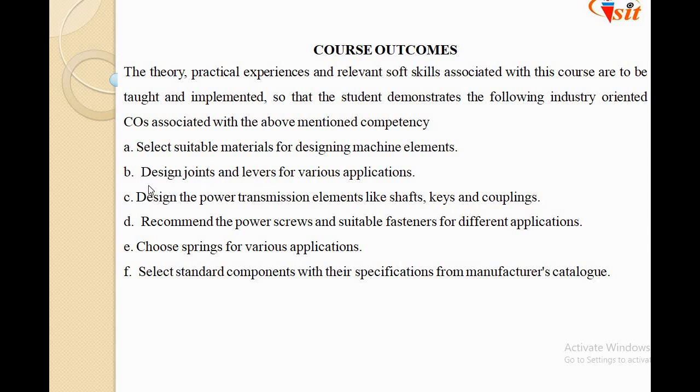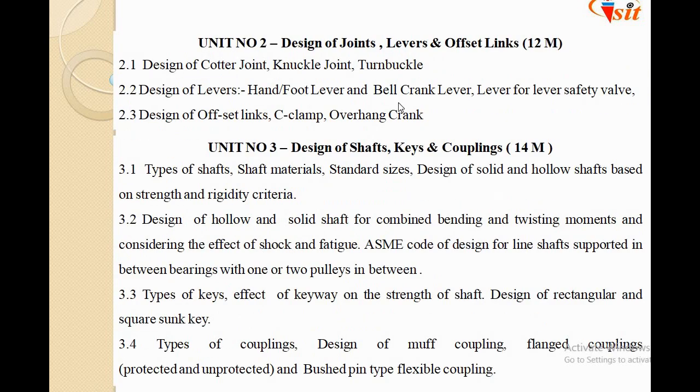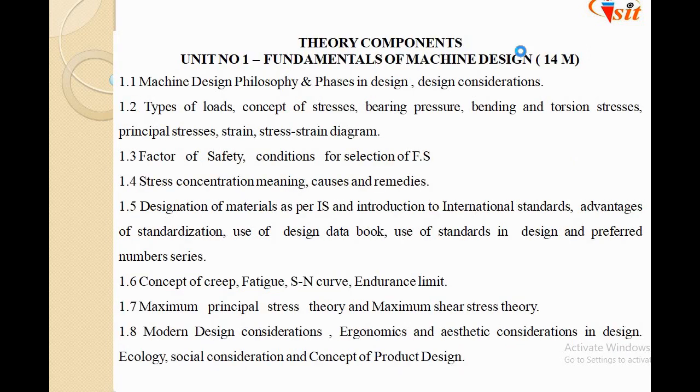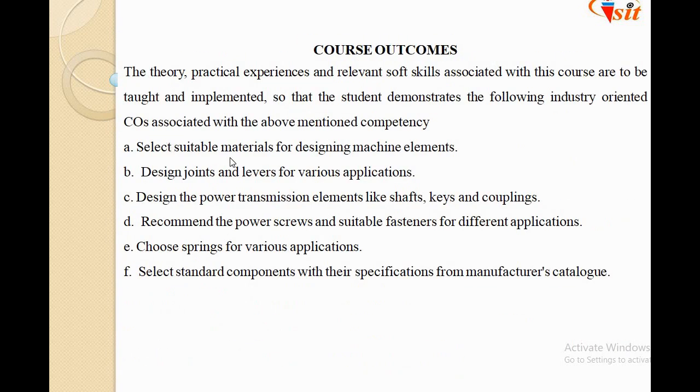The second course outcome is to design joints and levers for various applications. This course outcome is taken from the second topic, the design of joints, levers and offset links. In the first course outcome, the student understood how to select the material for designing a machine element. Now, from this second course outcome, the students have to actually design various elements: joints and levers.